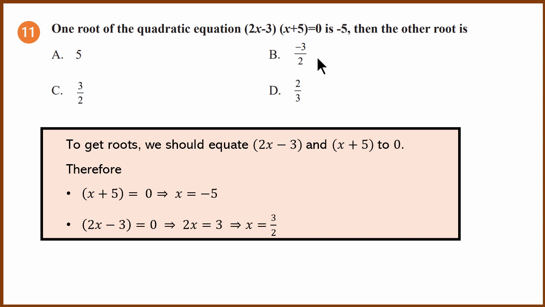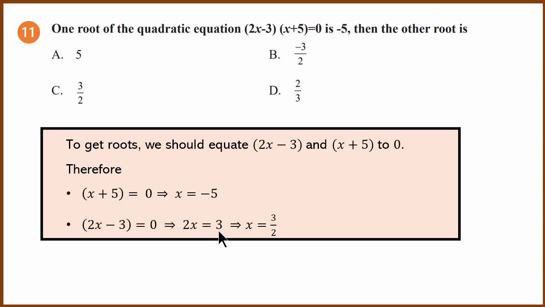But they've already said minus 5 is a root, so this is not the answer. Let's take the second one: 2x minus 3 equals 0. So this second part, if that is equal to 0, then you take 3 to the right hand side. Taking 3 to the right hand side, 2x equals 3.